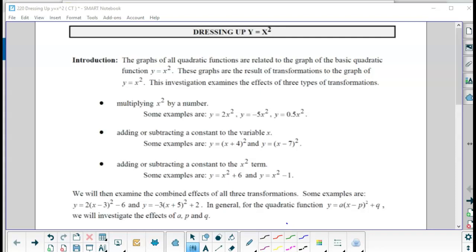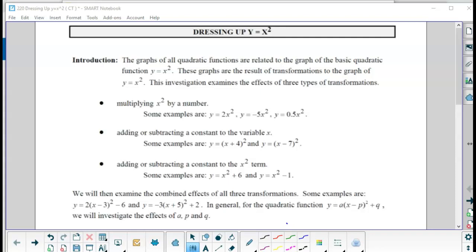This investigation examines the effect of three types of transformations. So back in Math 8, I think it was, you talked about some of these types of transformations, but more to do with shapes as opposed to actual equations. So multiplying x squared by a number. Some examples are y equals 2x squared, y equals negative 5x squared, y equals 0.5x squared.